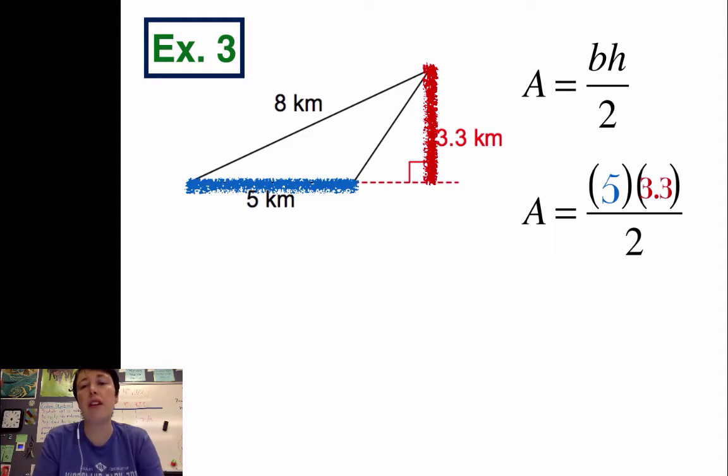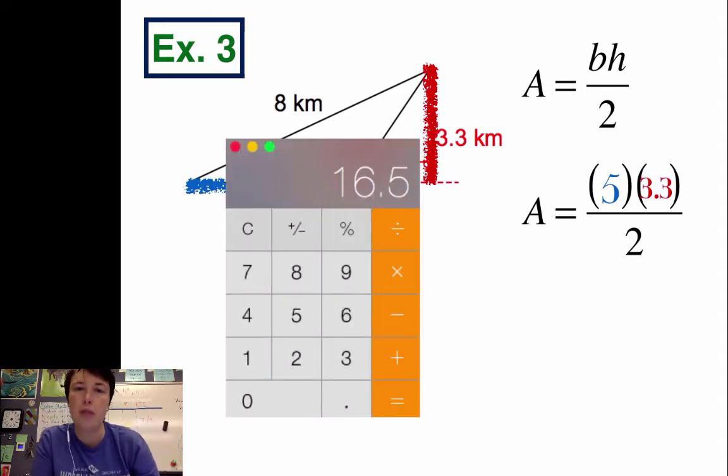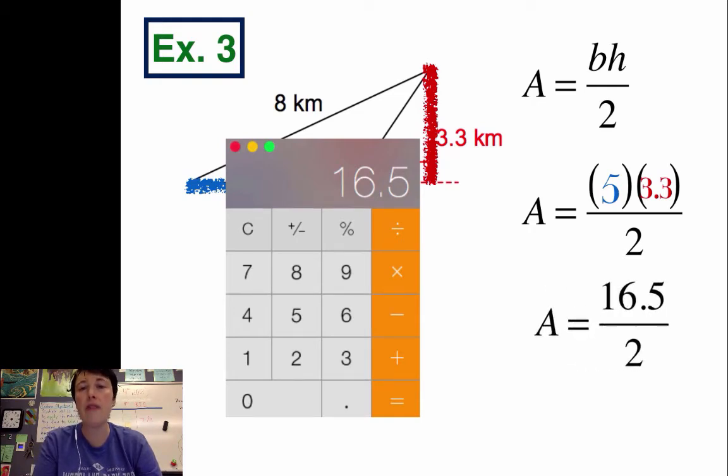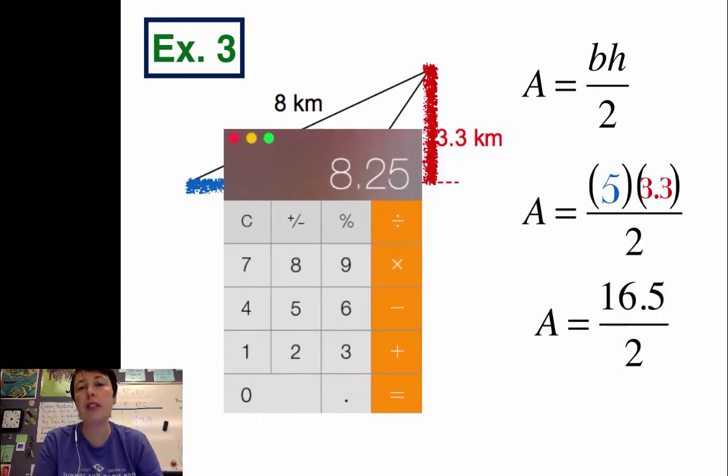So we're going to grab a calculator and multiply 5 times 3.3. And I know 5 times 3 is 15, so I'm expecting something close to 15. Oh, I got 16.5, pretty close. So our area equals 16.5 divided by 2. So now we hit the divide by 2 button on our calculator and we get 8.25.